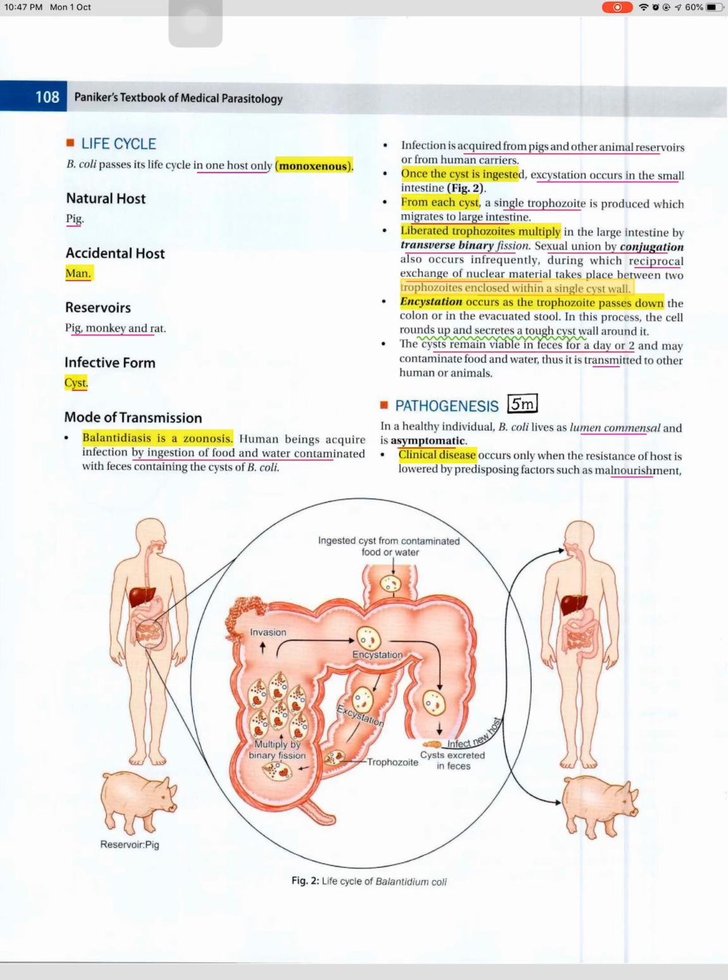Biopsy. When stool examination is negative, biopsy specimens and scrapings from intestinal ulcers can be examined for presence of trophozoites and cysts. Culture. B. coli can also be cultured in vitro in egg albumin medium or polyxenic medium, such as for Entamoeba histolytica, but it is rarely necessary.